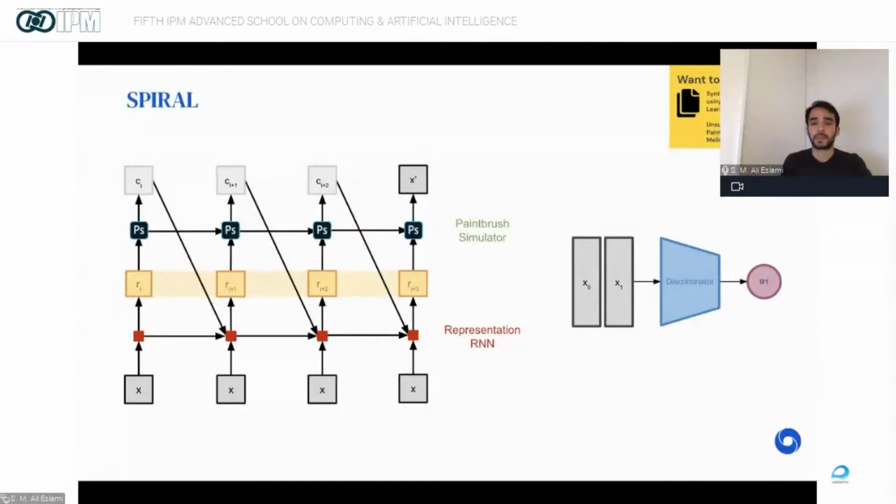Now, I want to highlight a paper that we worked on in 2018 and 2019, where we combined discriminators with a recurrent autoencoding architecture. And we did something additional where the decoder, instead of having a learned network, we used a fixed paintbrush simulator. So imagine like Photoshop. And the reason we did this was as follows.